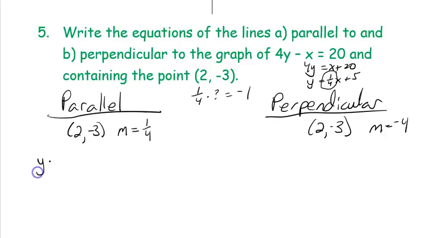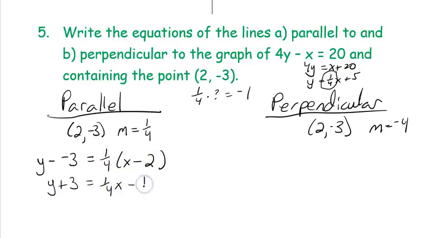So I'm going to use point slope form, and I'm going to plug in my y value, my x value, and my slope. Then I'm going to change this to a plus because two negatives will make a positive. I'm going to distribute in, and 2 times 1/4 is going to be 1/2. And then I'm going to subtract the 3, which is 6/2, so I have minus 7/2 here.